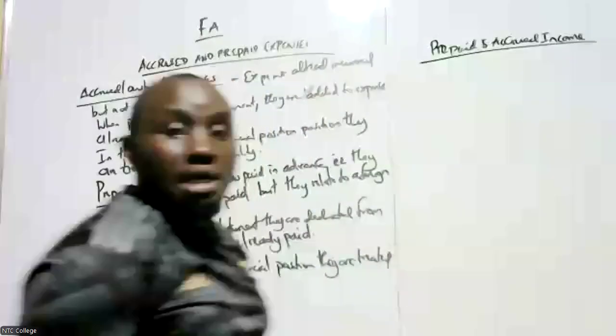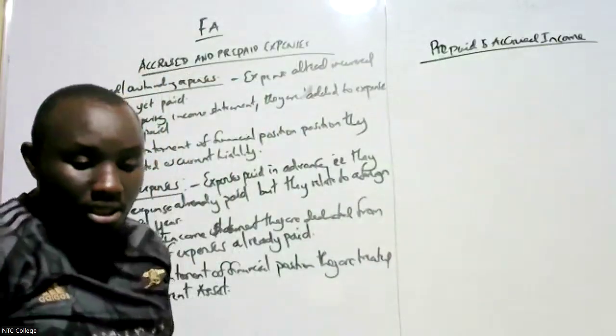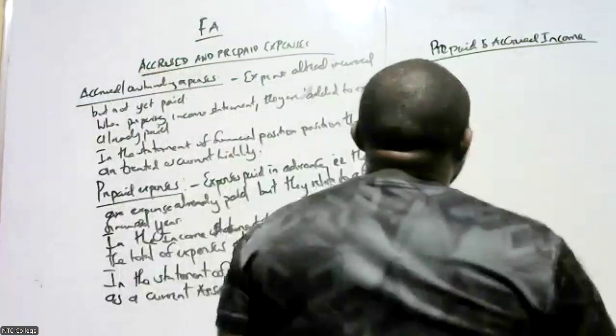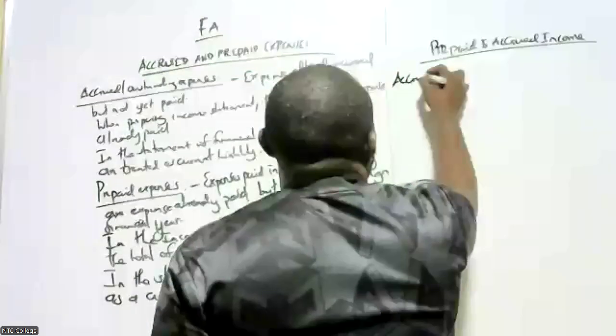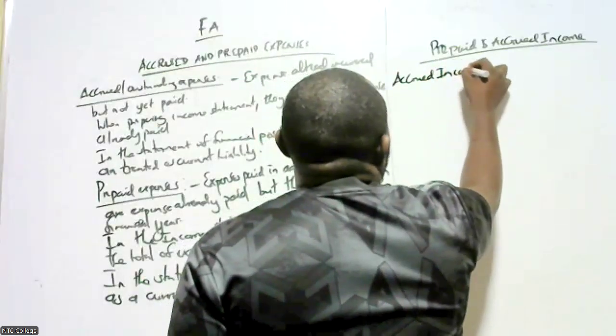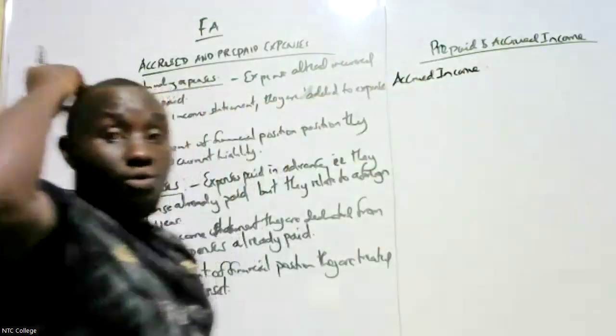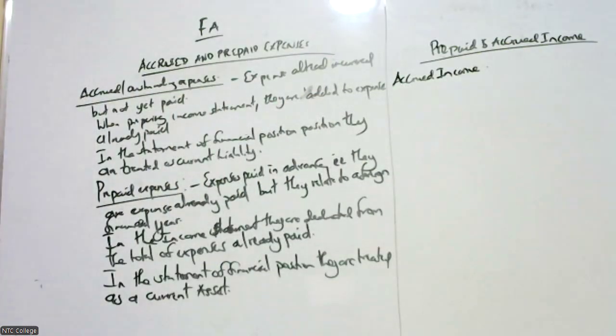Prepaid and accrued income. Perfect. So I want us to start with accrued income. What is an accrued income? How to deal with accrued income?